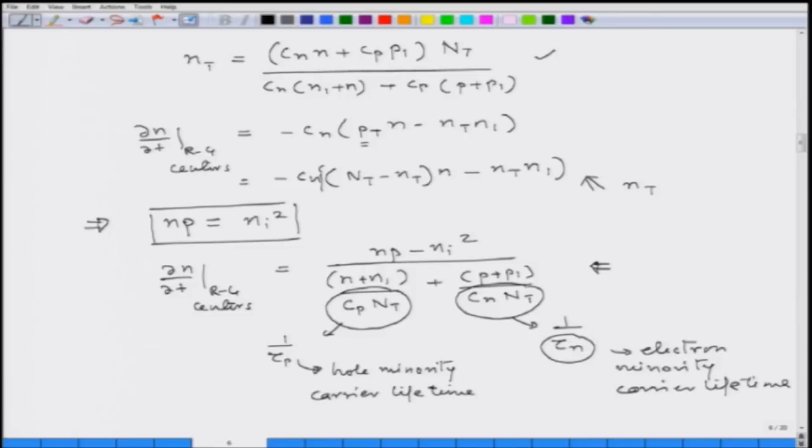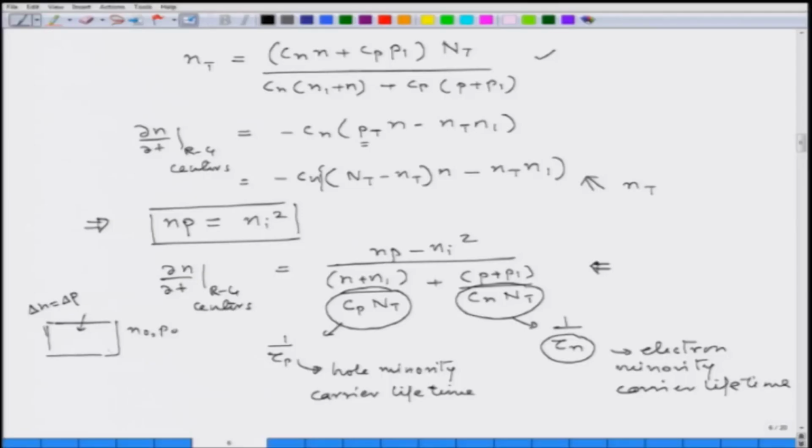So, let us take an example. Say we have a semiconducting material which has some n naught, p naught, and it also has R G centers, and by some means I change the carrier concentration, so the excess carrier concentration delta N is equal to delta P. At some point t is equal to 0, I increase the electron concentration to n naught plus delta N, and change the hole concentration to p naught plus delta P, and delta N and delta P are the same for this particular mechanism that I am talking about.